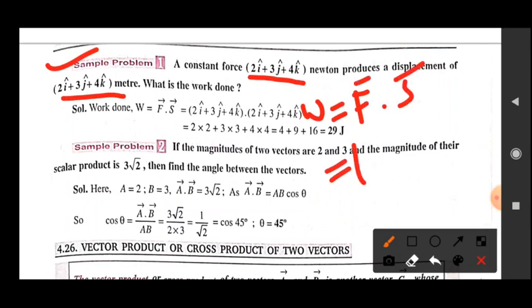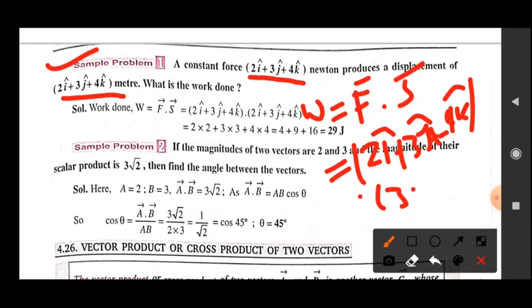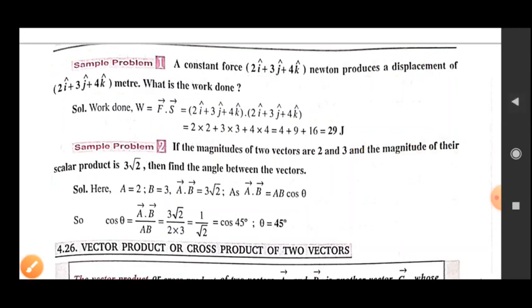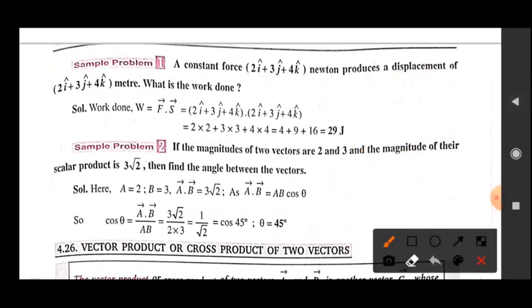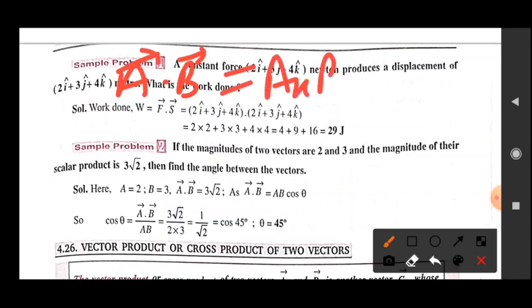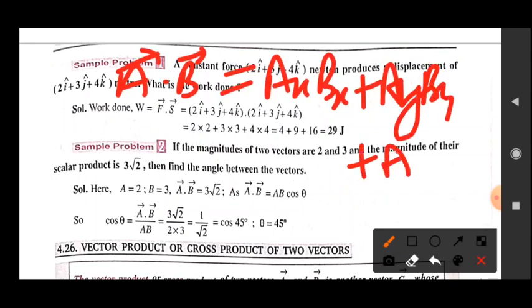So the dot product of force and displacement means 2i cap plus 3j cap plus 4k cap, dot product with the displacement, that is 2i cap plus 3j cap plus 4k cap. Now we have to take the dot product. To take the dot product, simple, you can multiply these all. As we just wrote the formula, the dot product a dot b is equal to ax bx plus ay by plus az bz.